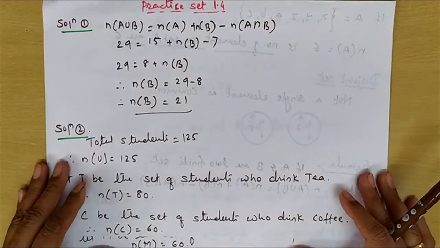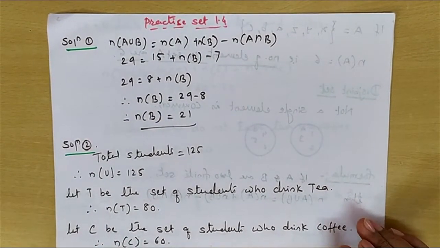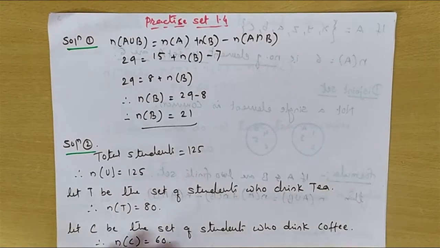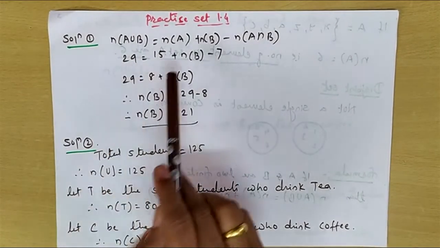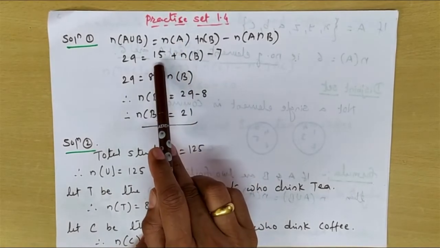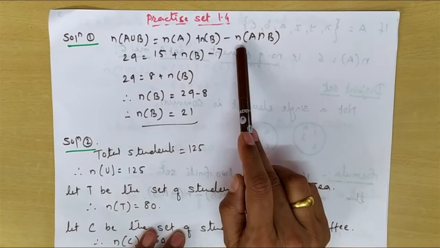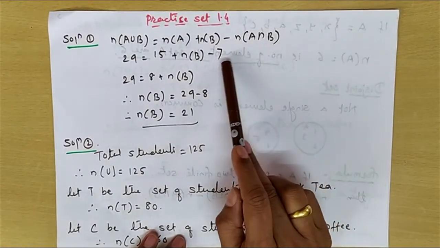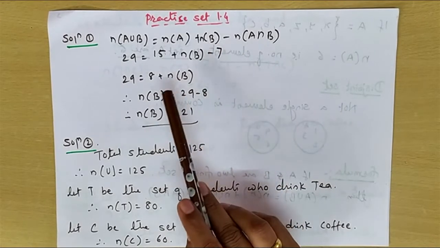Now see practice set 1.4. Solution first example. In the first example, they have given the number of elements in A union B as 29, the number of elements in A as 15, and the number of elements in A intersection B as 7. You have to find the number of elements in B.